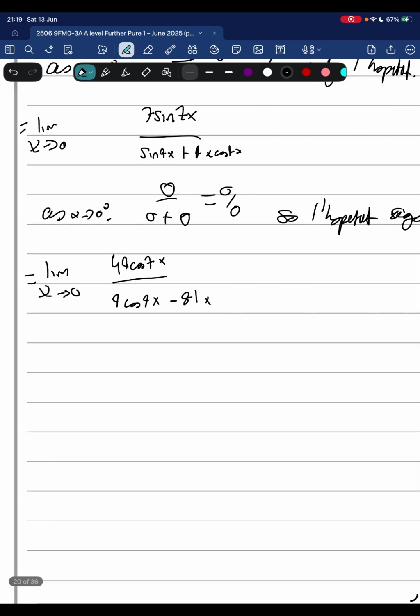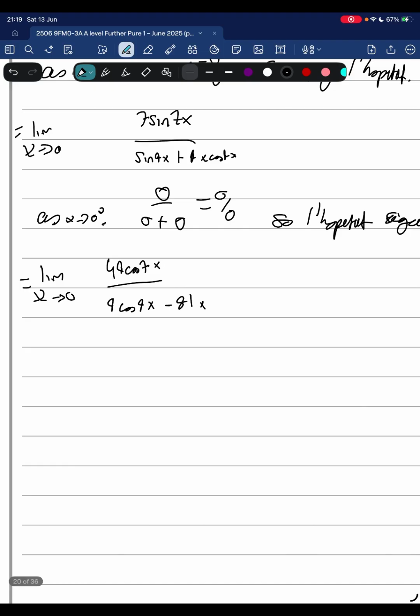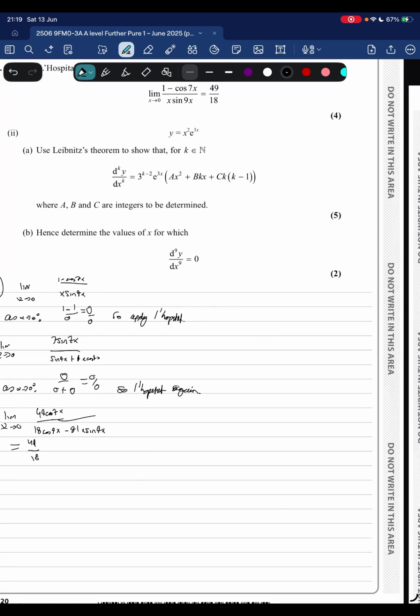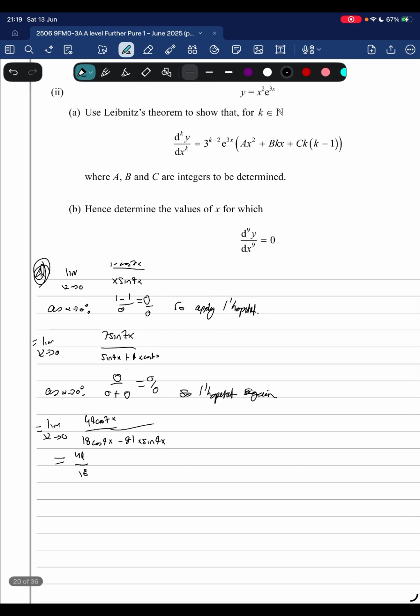Wait, I'm bugging. Minus cos 9x minus 81 sin 9x. Okay, so now we plug in x equals 0. Wait, it should be an 18 here, because, yeah, from the second one. Okay. Plug in 0, and we're going to get 49 divided by 18 from the cosines, and that's the limit proven, right? Wait, that was not part I.